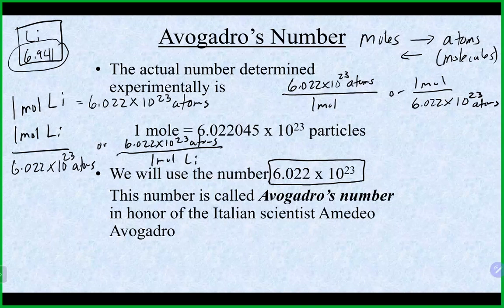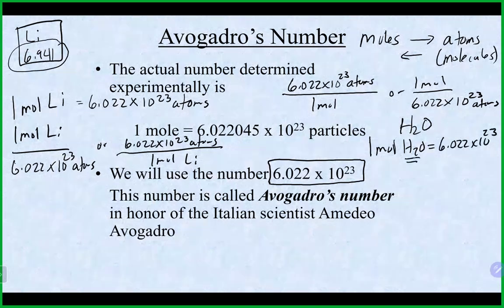Now, let's just say you're not talking about lithium, but maybe you're talking about water. Water is not an element by itself. It is a compound, it is a molecule. And if we wanted to know how many molecules there would be in 1 mole of water, it would still be Avogadro's number. So it would still be 6.022 times 10 to the 23.